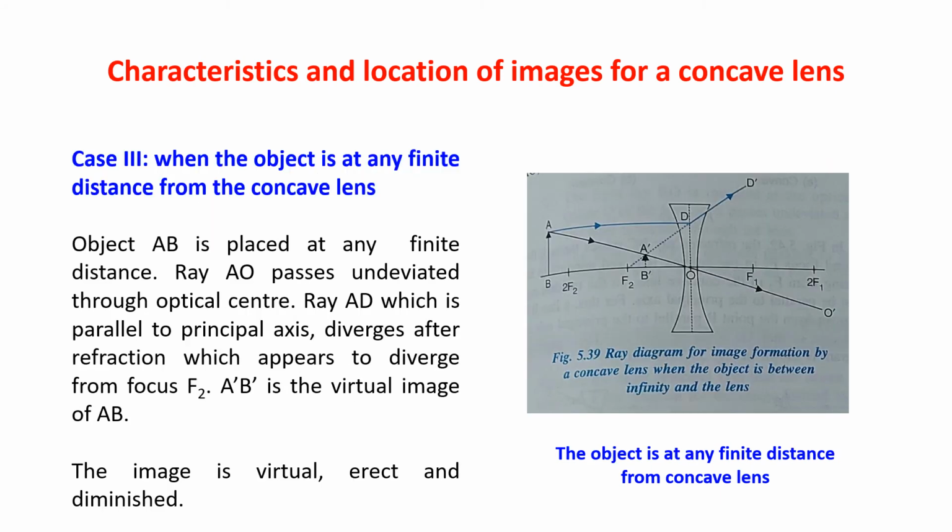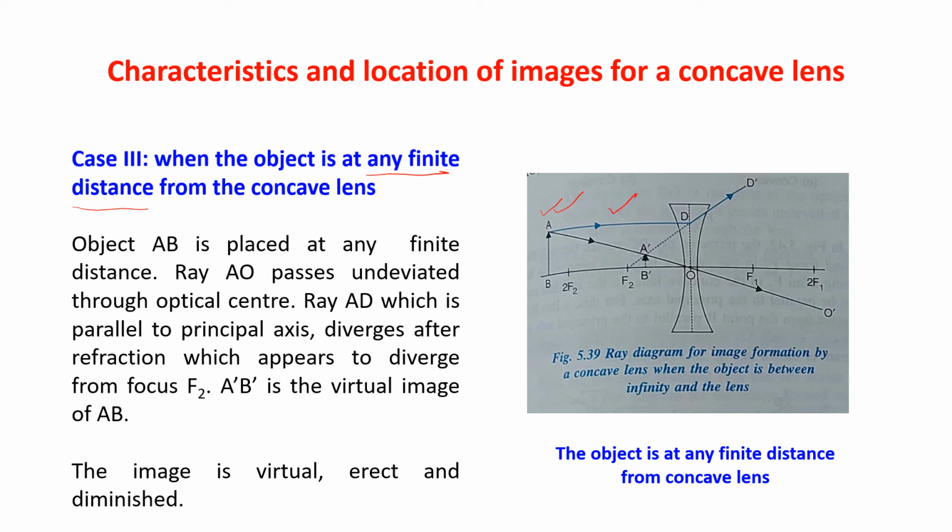Case 3, when the object is at any finite distance. You can see here any finite distance from the concave lens. Anywhere in front of the concave lens, if you put the object, it will give you the same type of image. So there is only one ray diagram for a concave lens. Object AB is placed at any finite distance. Here we have taken the object beyond 2F2, but you can place the object anywhere. In all cases you will get the same type of image formation.